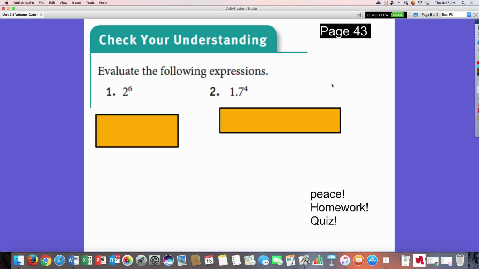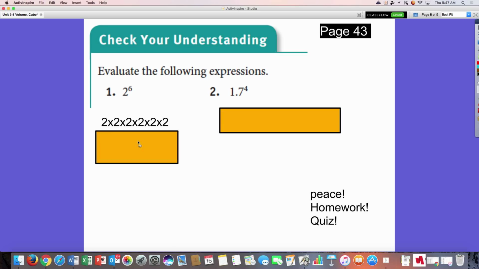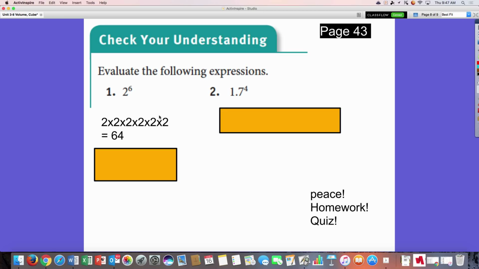Welcome back. 2 to the 6th power is 2 times 2 times 2 times 2 times 2 times 2. I think I said enough 2's. 2 to the 6th power. 6 2's. 1, 2, 3, 4, 5, 6. You get 64. 2 times 2 is 4. Times 2 is 8. Times 2 is 16. Times 2 is 32. Times 2 is 64.